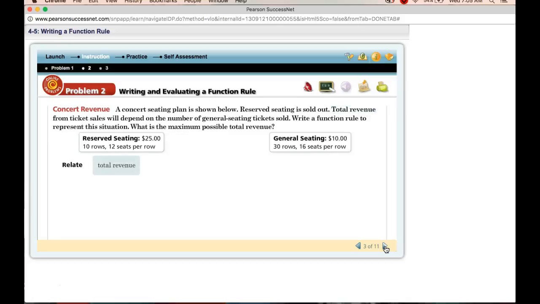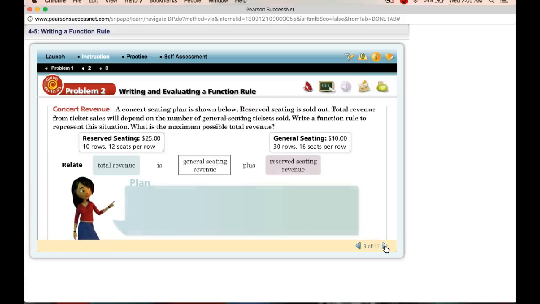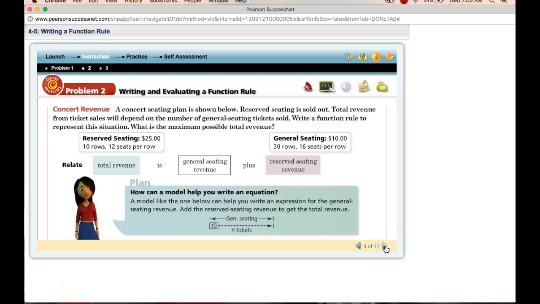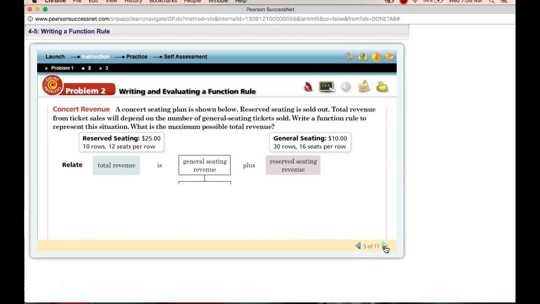The total revenue is general seating revenue plus reserve seating revenue. How can a model help you write an equation? A model like the one below can help you write an expression for the general seating revenue. Add the reserved seating revenue to get the total revenue. The general seating revenue is the price per ticket times the number of tickets sold.